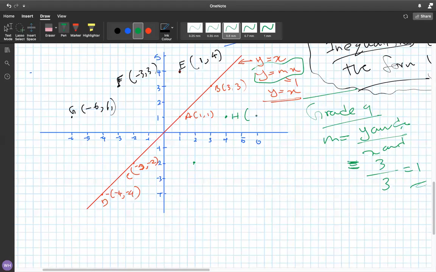Right, Libera, what is the coordinate of H? 4 comma 1. And if you consider point I, yes, Mandini? 2 comma minus 2.